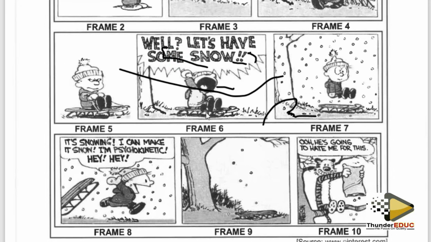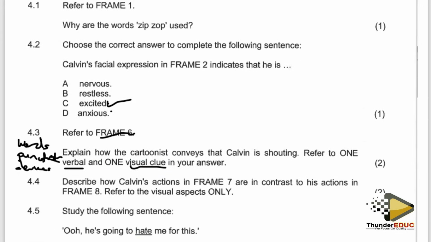All right, when we are talking about verbal clues, we're going to mention the shouting shown by the 2 exclamation marks. We're going to talk about the bold. We're also going to talk about the frame that is showing the shouting. When we're talking about the visual, we're going to talk about the wide open mouth. That is what is showing that he's shouting. Those are our visual and verbal clues. They said 1, so you just have to refer to 1 verbal and 1 visual.